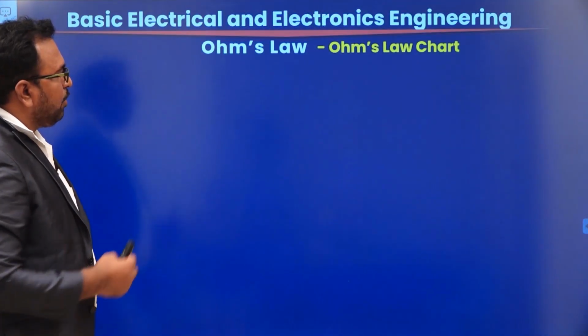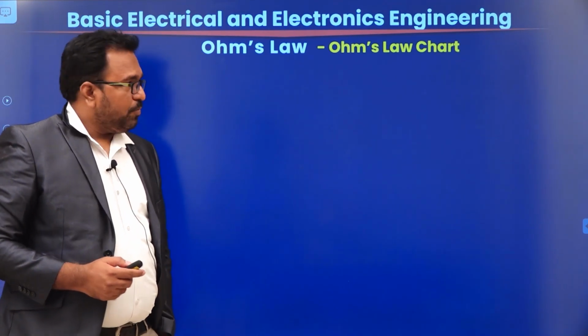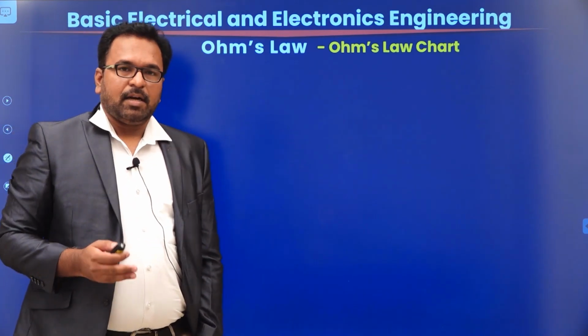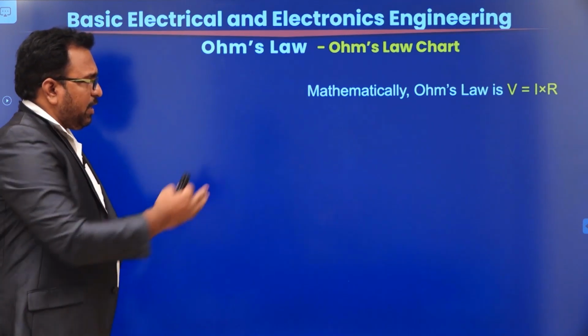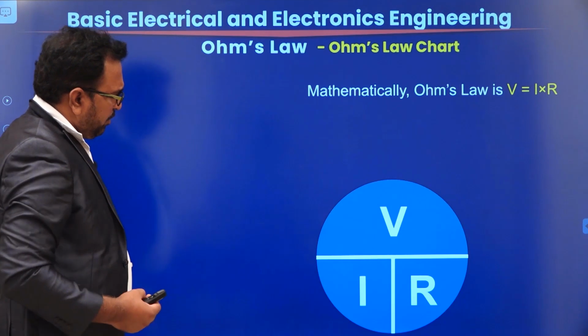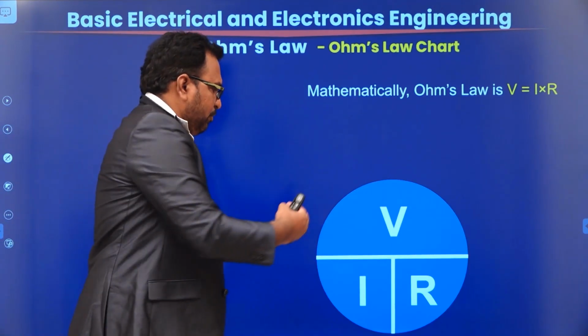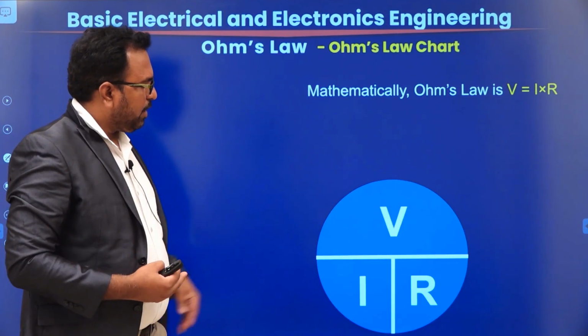Next one, Ohm's law chart. So there are 3 quantities involved in the Ohm's law. What are the 3 quantities? One is voltage, another one is current, and third one is resistance. Mathematically, you already know V is equal to I into R. That means there are 3 quantities: V, I, R. If you know any 2 of these quantities, you can easily calculate the third one.